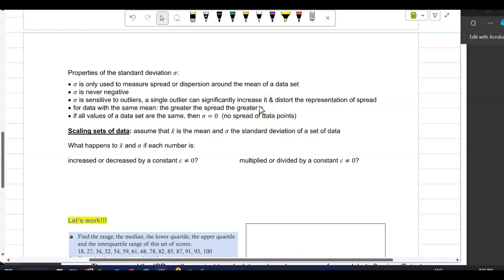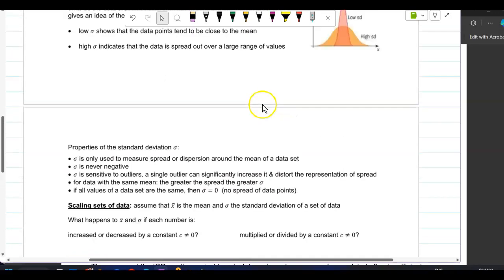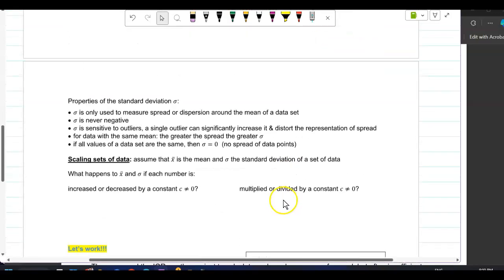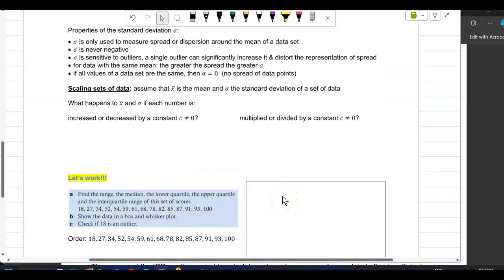Spread is the width of the data points. This is the spread, so the orange one has more spread. If all the values of the data set are the same, the standard deviation is 0. There's no spread of the data points. Like a child who consistently gets a 7 in maths, standard deviation is 0. But occasionally sometimes you get something different, and you contribute to some standard deviation.